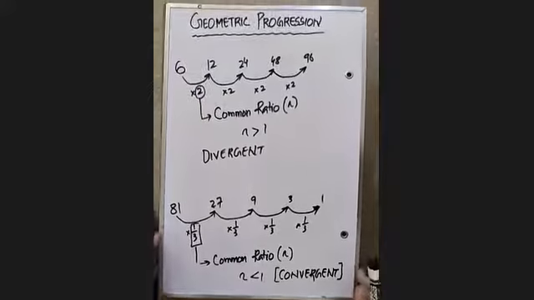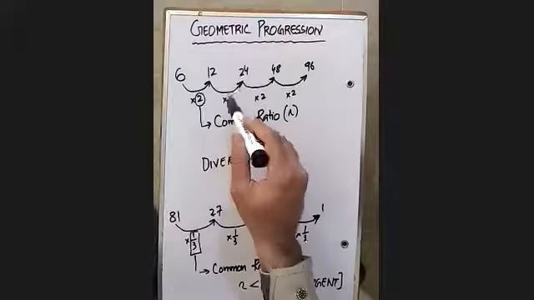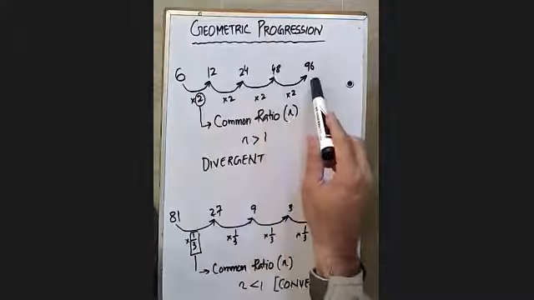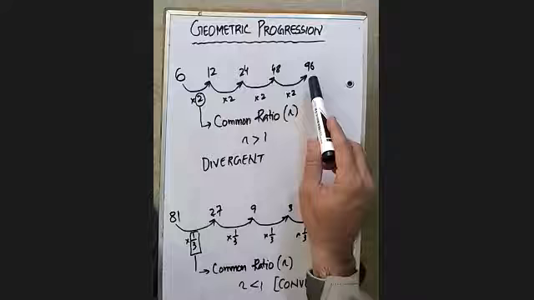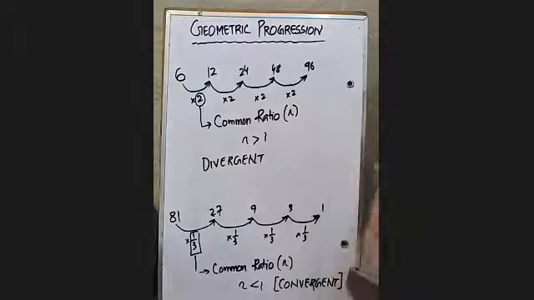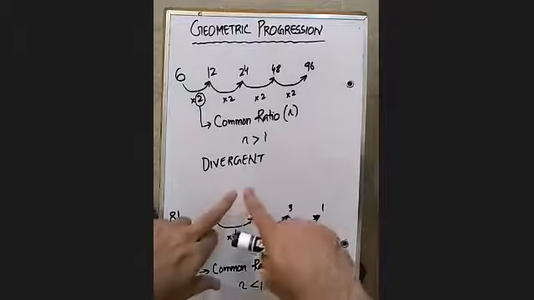If you notice here, as you multiply in this progression, the numbers are increasing immensely. Exponential growth, you can see 6 and the fifth term is 96. The next term and the next term, they are increasing exponentially. That is why we call it divergent.